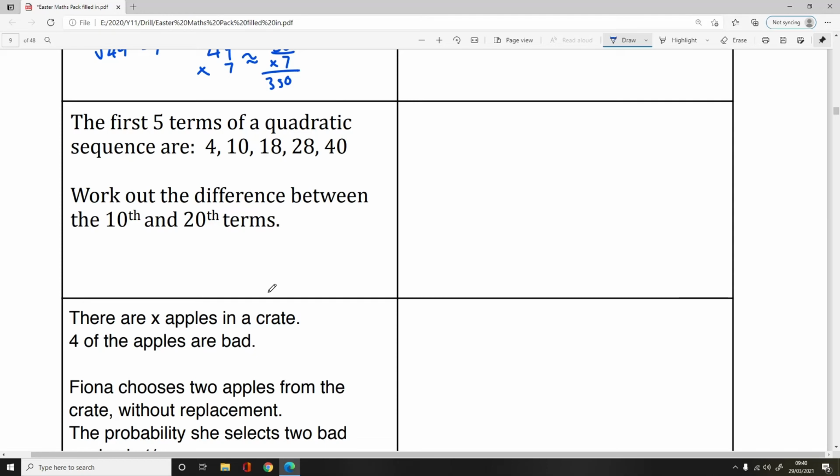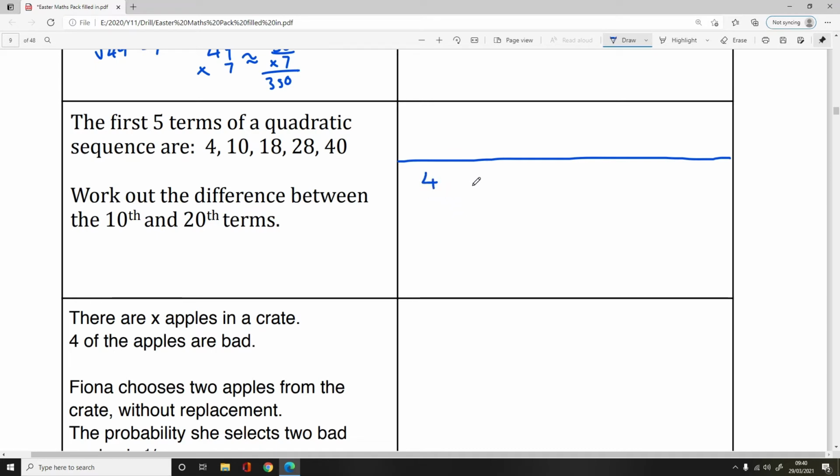Okay, fairly in-depth one here. Now there are two ways you can do this question. I'm going to go the way that seems obvious to me, but we'll have a talk about the other one as well. And for the other one, I'm just going to leave a bit of space at the top. So I want to work out the difference between the 10th and the 20th terms of a quadratic sequence.